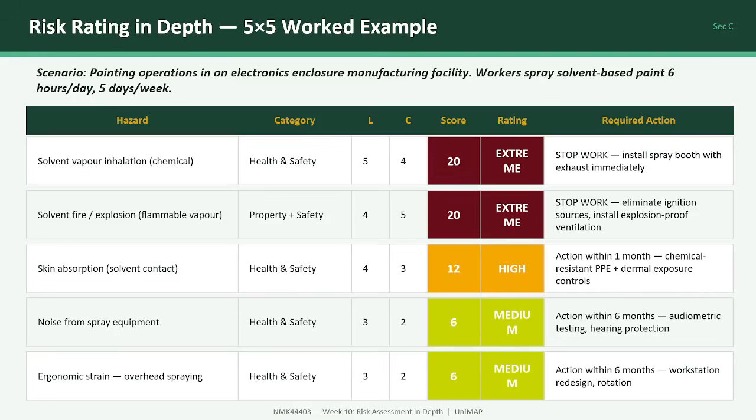That a single, seemingly routine industrial operation can contain multiple extreme and high hazards, 2 of which require immediate work stoppage. Without a systematic risk assessment, a manager might see spray painting as just painting and provide basic respiratory PPE. The 5 by 5 assessment makes the true risk visible and inarguable.